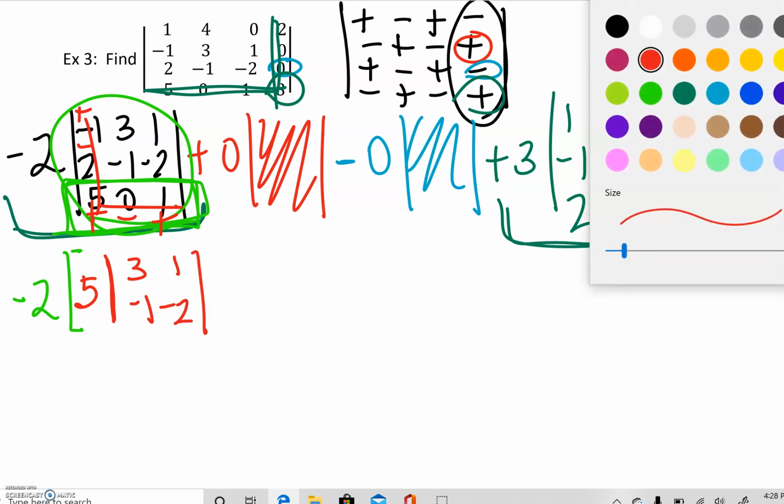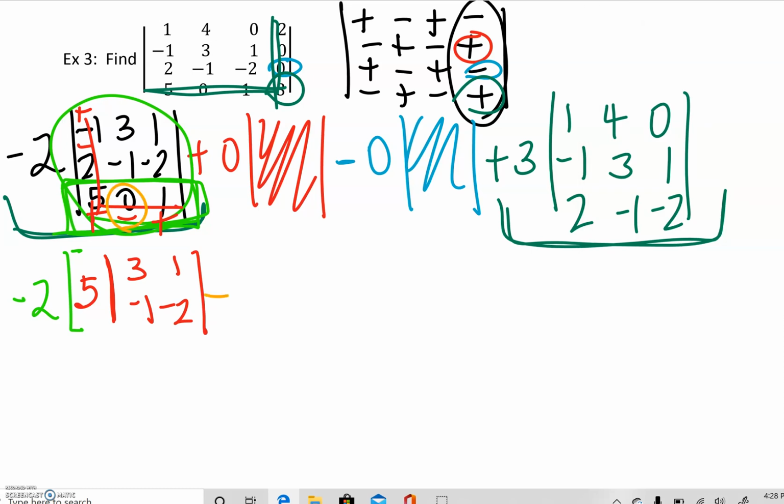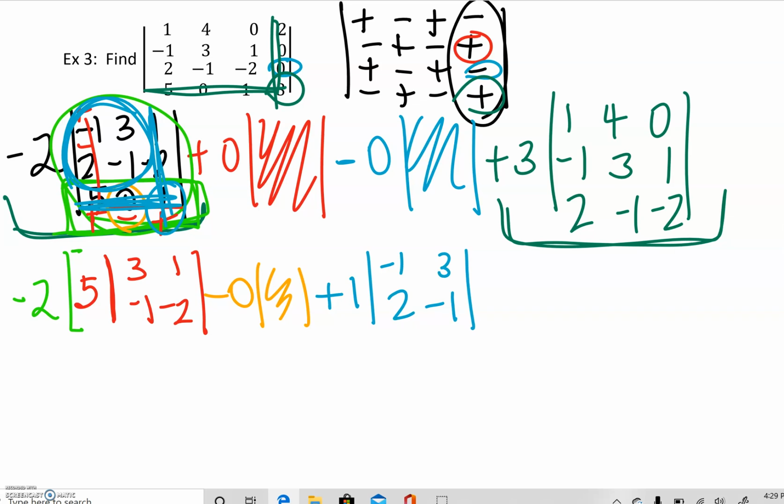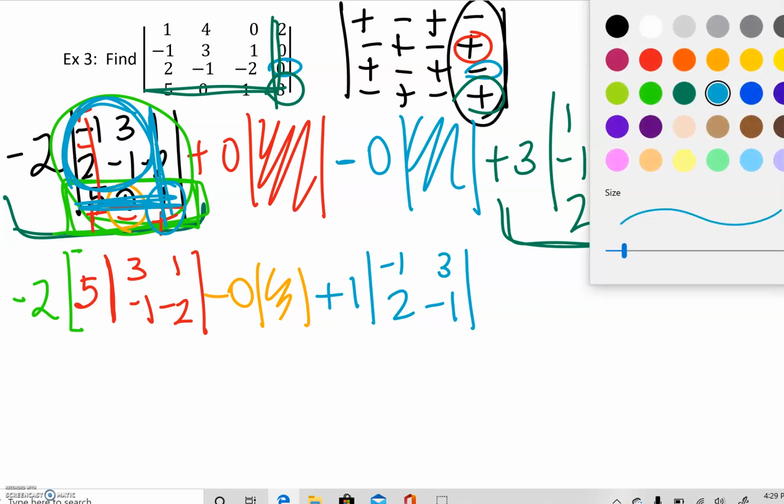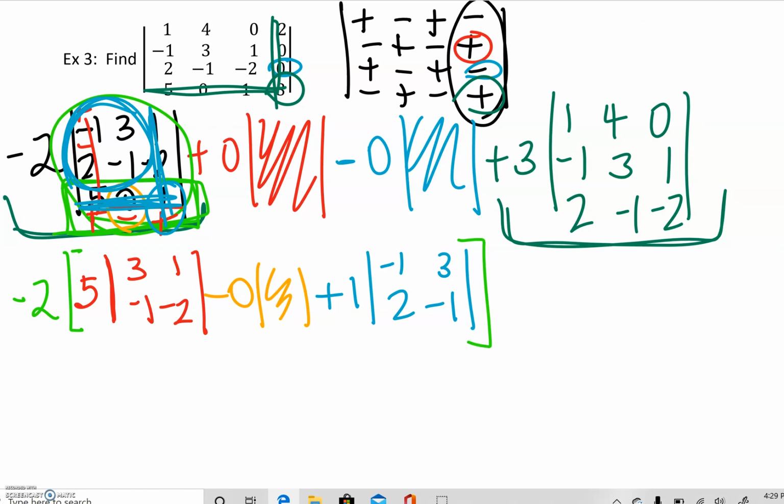Then I'd have my 0 here, minus 0, doesn't matter what that determinant is. And last, I would have my 1, positive 1. So plus 1, and its determinant would be this, negative 1, 2, 3, negative 1. And that's that. So I'm going to go ahead and finish this simplification up on this one before I move over here, okay?